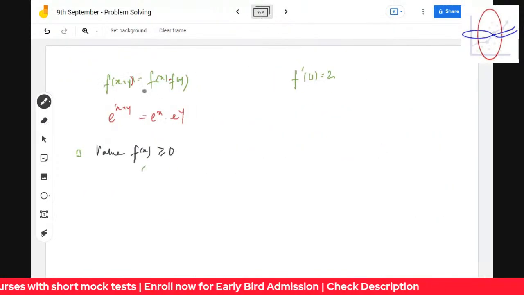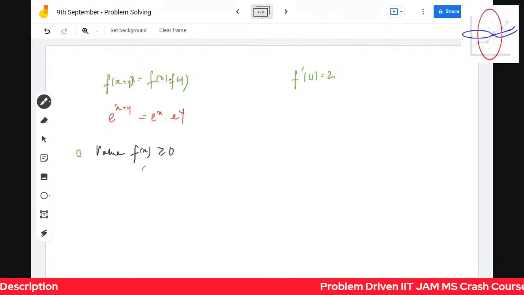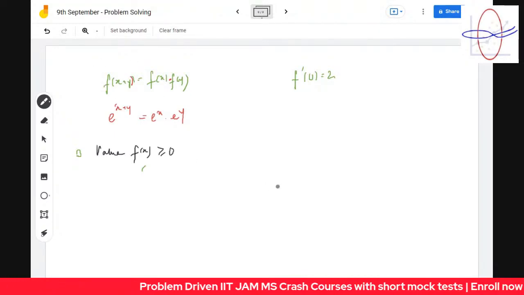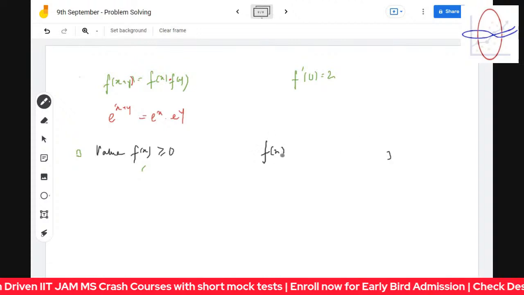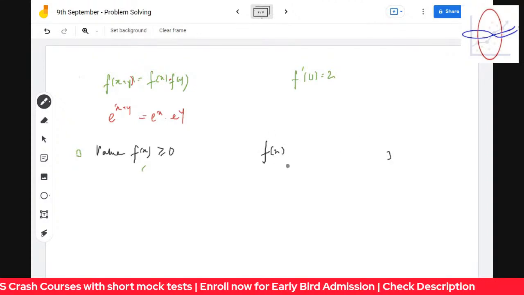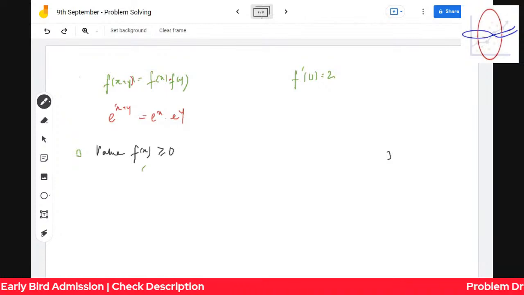Okay, it's simple algebra. Use your class 10 algebraic ideas. Don't think about it too much in terms of derivatives and stuff. Show that this is greater than or equal to 0. Put y equals 0 in f of x plus y. Okay, so we get f of x is equal to f of x into f of 0, minus 1.